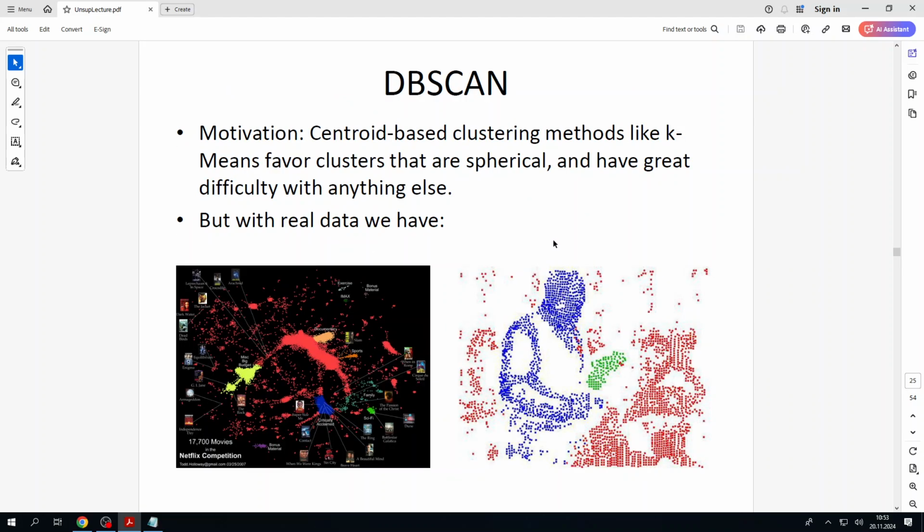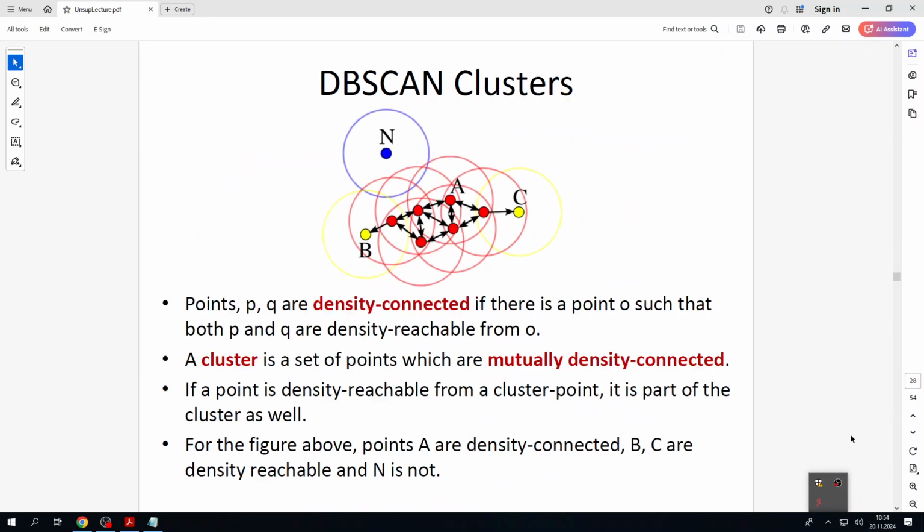So let's now see another algorithm called DBSCAN. This is a density-based algorithm, which is what the first two letters stand for. Now the problem with the k-means algorithm is that it is very well suited for spherical clusters, for these circle-type clusters like we have seen here.